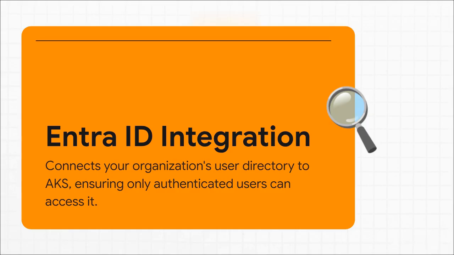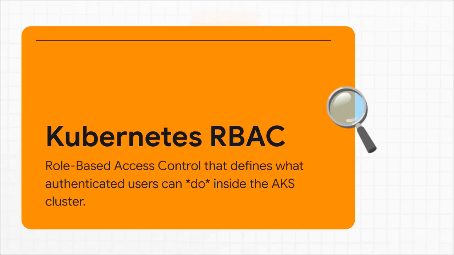It answers that first critical question. Who are you? But just knowing who someone is, that's not enough. Once Entra ID confirms their identity, we need another layer. That's where Kubernetes Role-Based Access Control, or RBAC, comes in. Think of RBAC as the guard inside the gate who checks their paperwork and asks the next important question. Okay, you're on the list, but what exactly are you allowed to do in here?